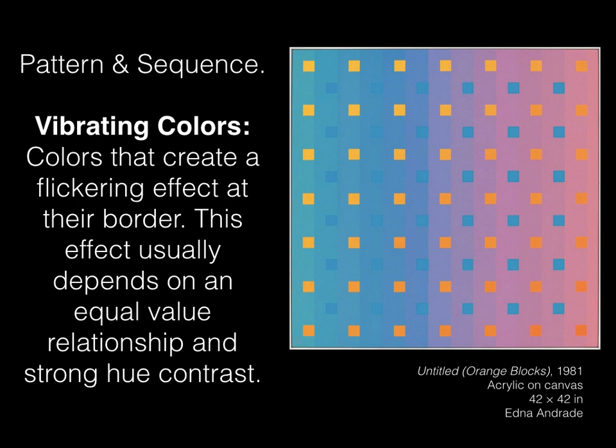In this piece by Edna Andrada, entitled Orange Blocks, we see that there are orange blocks and these sort of teal blocks, and they're actually the same hue value across the board, but the background colors are changing. There's this fade from green to orange, and depending on what the background color is, that cube really changes. I see this rolling tide or rolling wave. There's definitely some movement going back and forth, but it has to do with the vibrancy of those colors. So vibrating colors, a very interesting way to make a pattern or sequence.